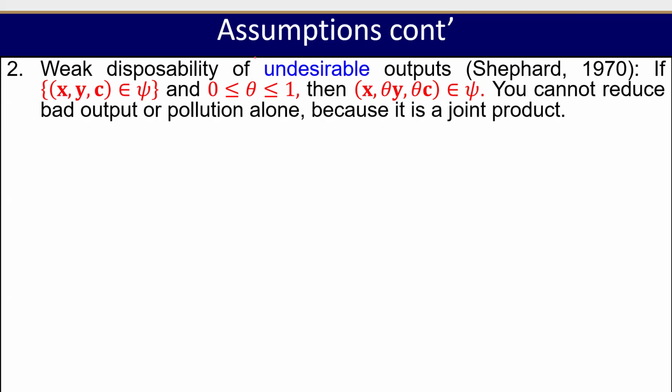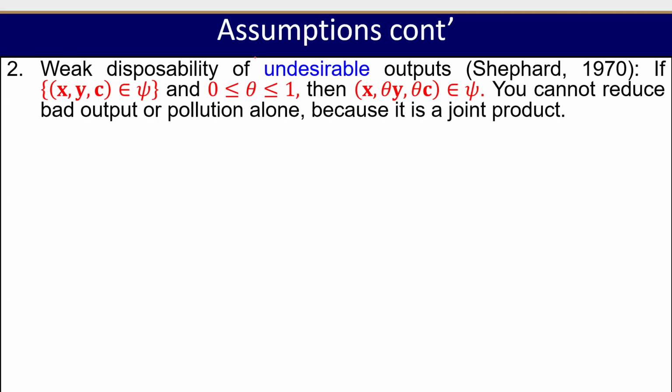Now, why is it rigid downwards? In this case, because that bad output is a byproduct, it's a joint product with a good output. So when you are reducing the bad output, it won't go down. But if you want it to go down, then what do you do? You have to reduce the good outputs.